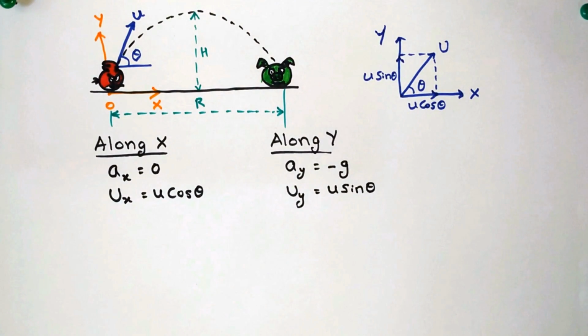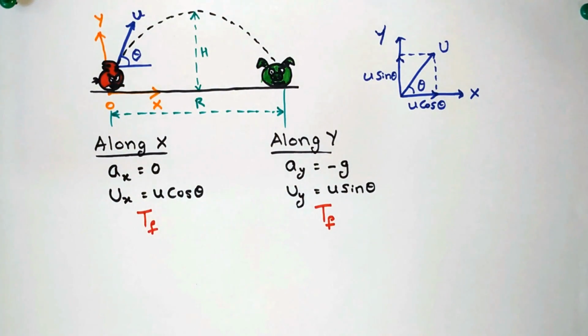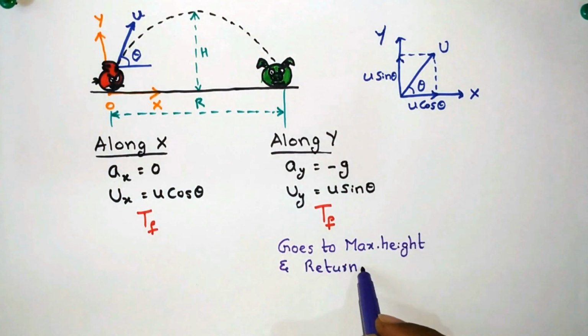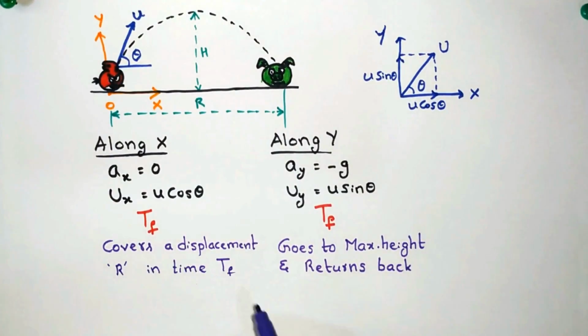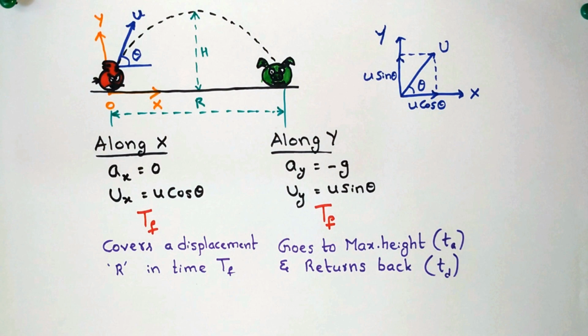If Tf is the time of flight of the projectile, then the time of flight will be same along x and y axis. If we look at the projection on the y axis, then we can say that the projectile goes to the maximum height and returns back in time Tf. Whereas if we look at the projection on x axis, then projectile will cover a displacement r in time Tf with uniform velocity. And we will say the time taken to reach the maximum height as time of ascent and the time to return back as the time of descent, represented by Ta and Td respectively.